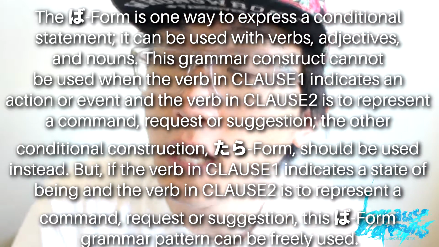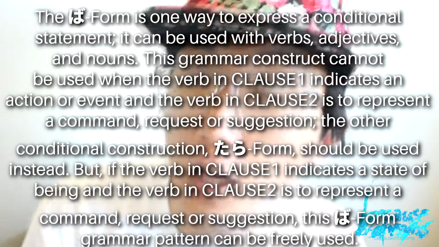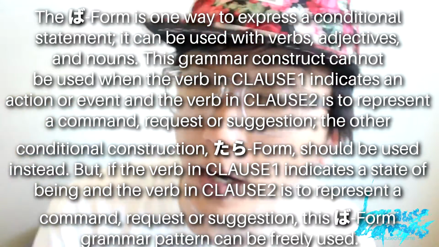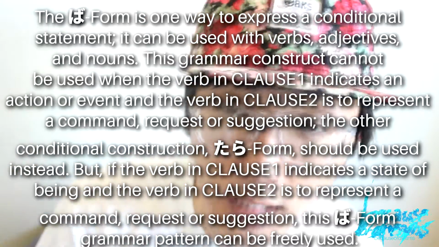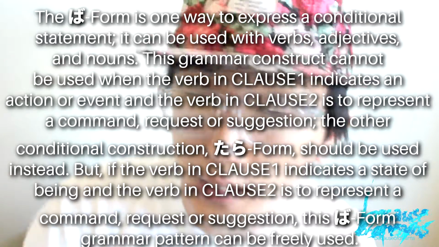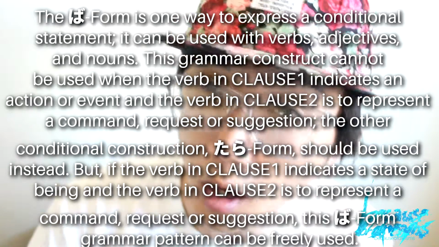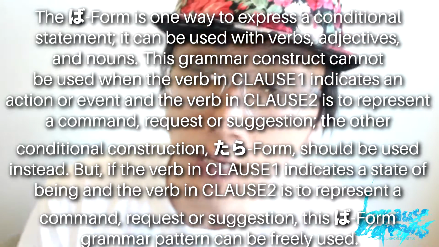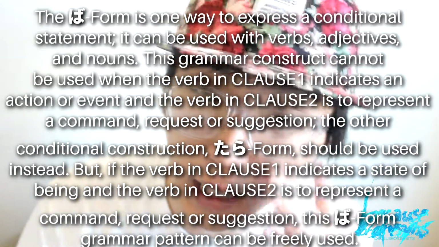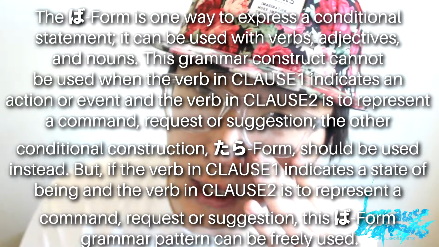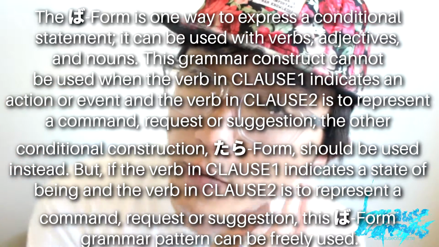So if we're using the ba form of verbs in this grammar construct, in which verbs are representing clause 1 and clause 2, this grammar construct actually can't be used at all if the verb in clause 1 represents an action or an event, and the verb in clause 2 is to represent a suggestion or a request or a demand. That's just simply a no-go, and in that case, we're supposed to use the tara form instead, which is another conditional form that we will cover in a future video.